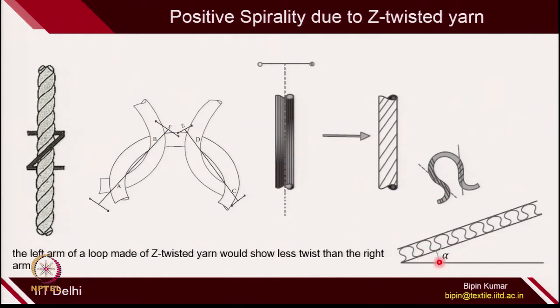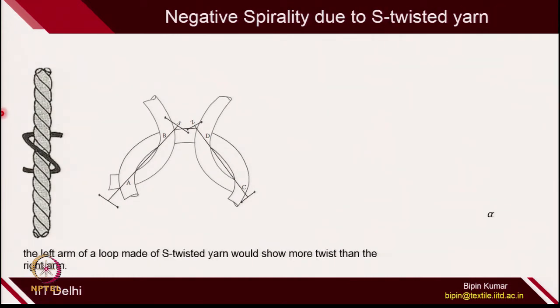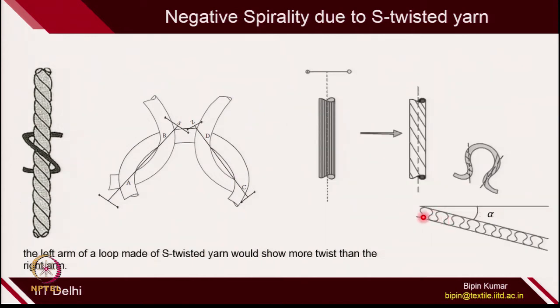So, here the angle is positive: when you are using Z twisted yarn in a fabric structure, the courses will make a positive angle, but when you are using S twisted yarn, so here it is an S twisted yarn. On the left side you are providing additional S twist and on the right side you are providing Z twist. So, the left yarn will have more twist and the right side will have less S twist. Because of that the courses will bend in the opposite way, because the right side will have less twist, so it will bend more.